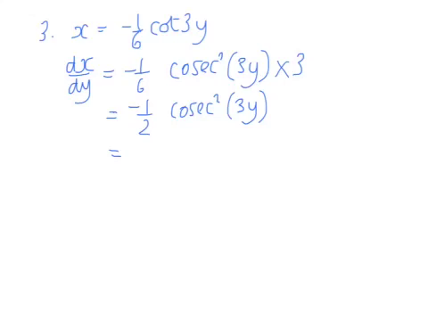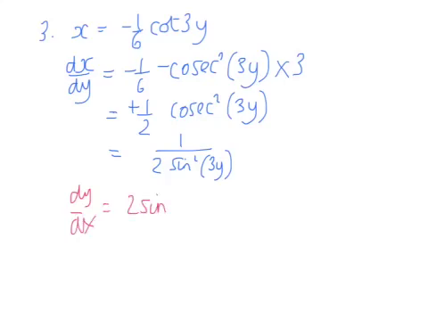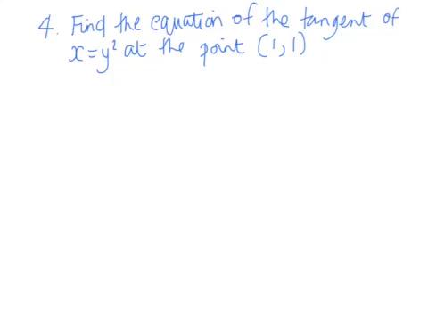Okay, now we could write that, oops, just realised I've made a mistake and I've missed my minus out here. Okay, sorry, so the minuses cancel out and we get a plus there. Okay, so cosec is 1 over sine, so we've got 1 over 2 sine squared of 3y. Okay, so if we want dy by dx, we've just got 1 over that, so we've got 2 sine squared of 3y.